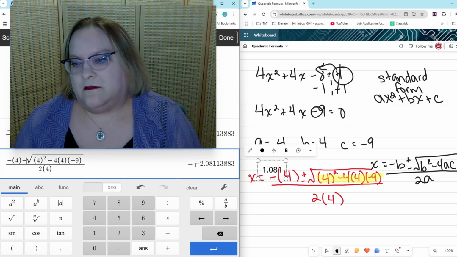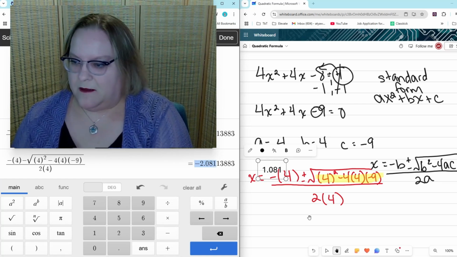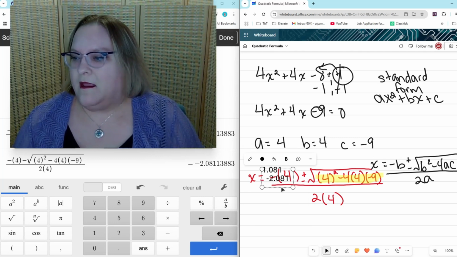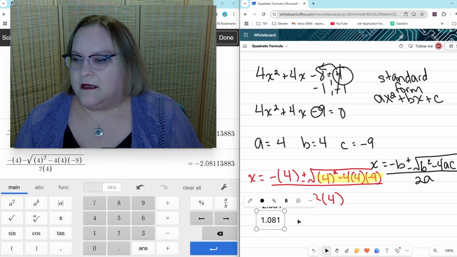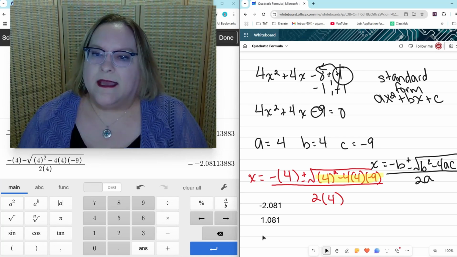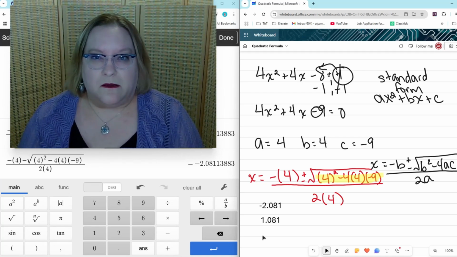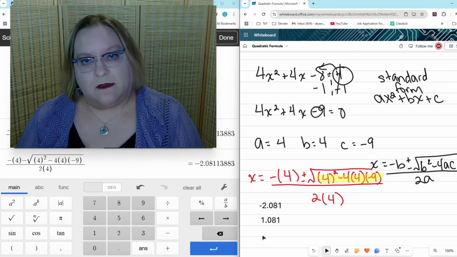And now the answer is negative 2.081. I'm going to copy that and paste it right there. There we go. Our 2 answers are right there. And those are your 2 answers. We predicted using the discriminant that we are going to have 2 answers. And we did have 2 answers.